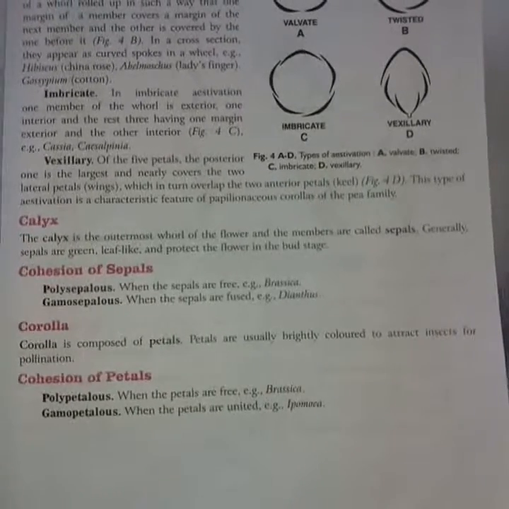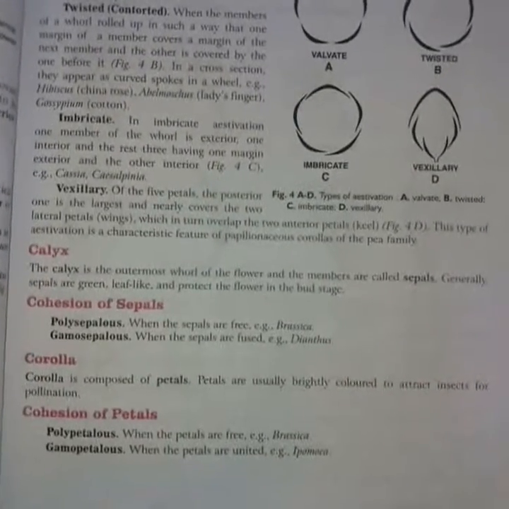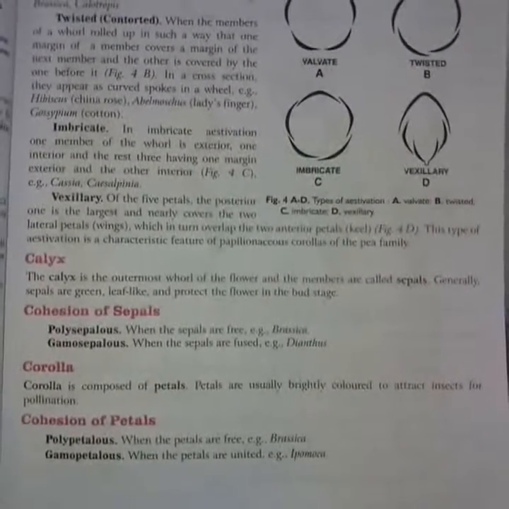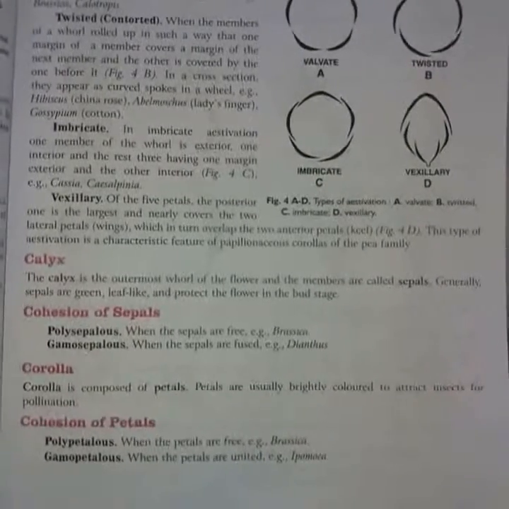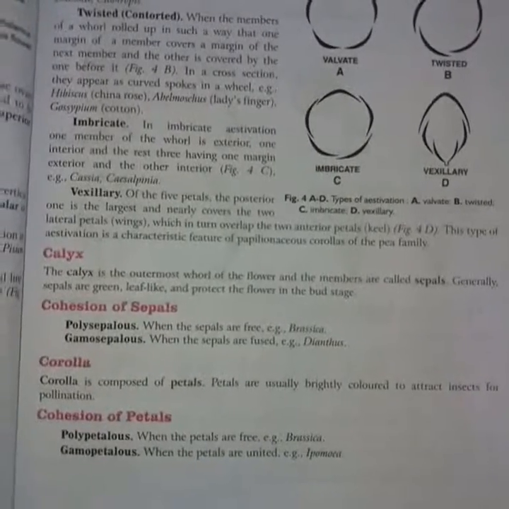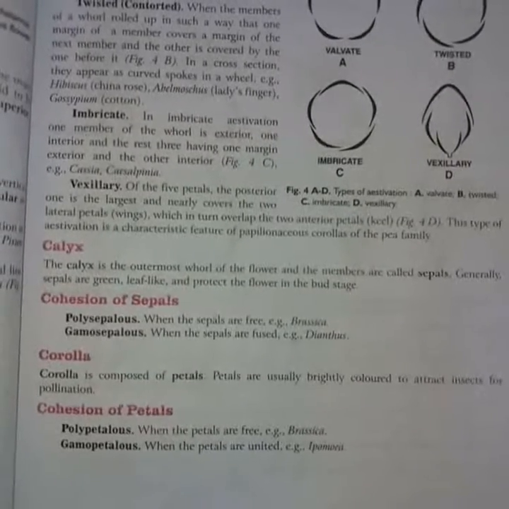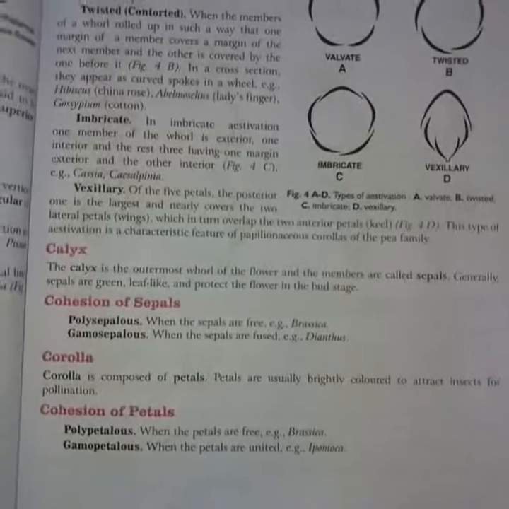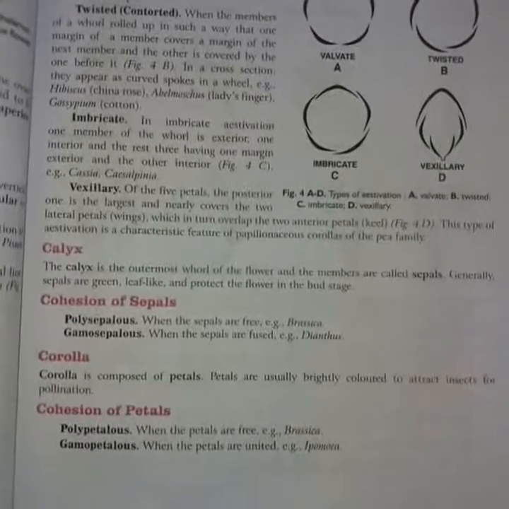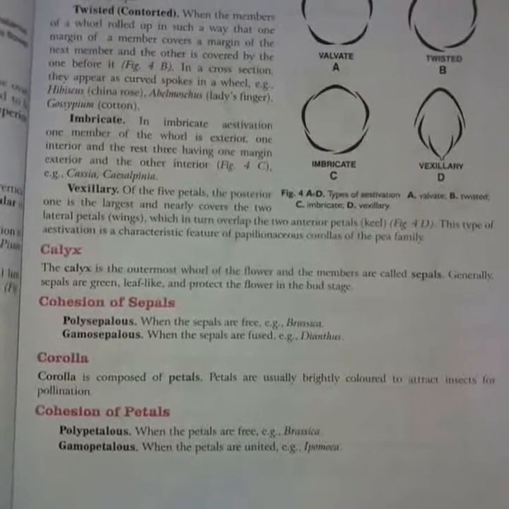Next is the condition of sepals. When all sepals are free, it is called polysepalous, for example Brassica or mustard. Next, when all sepals are fused, it is called gamosepalous, for example Dianthus.